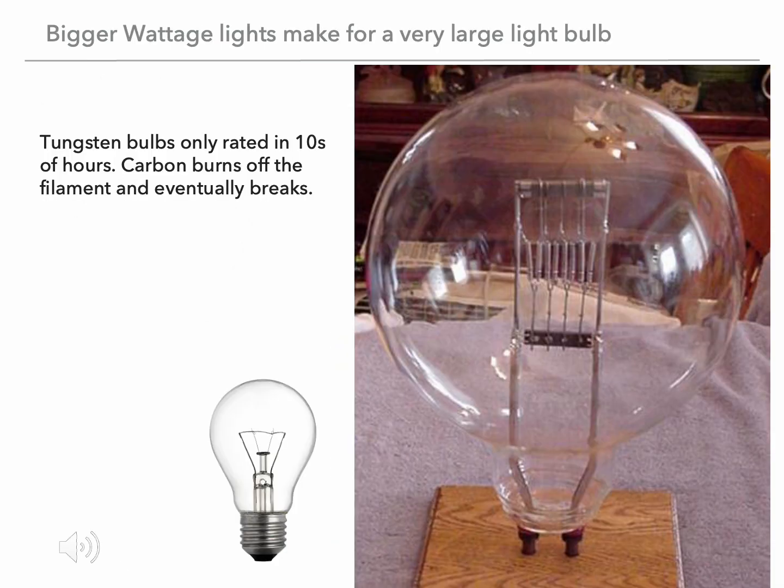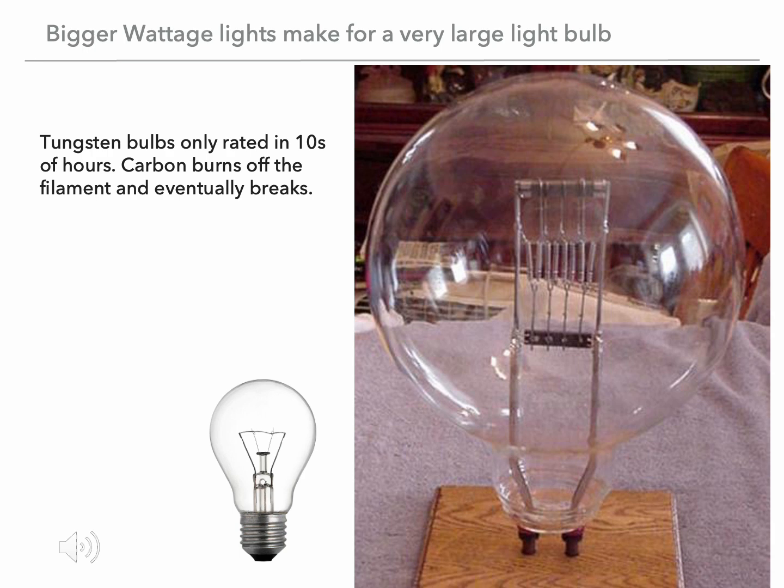Light bulbs that have a tungsten wire, while very cheap to make, are very inefficient bulbs. One, they produce very little light for the amount of watts or energy it takes to produce them. And two, they only last for tens of hours because the filament, the carbon on the filament, burns away and they eventually break.